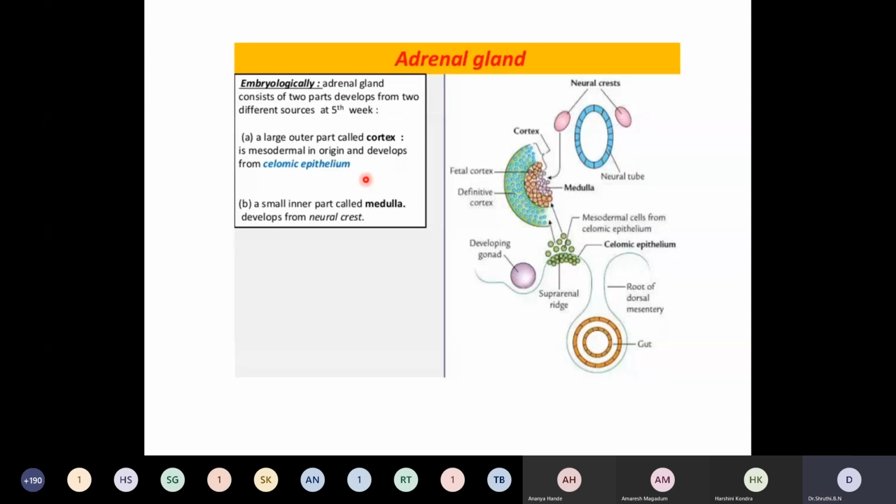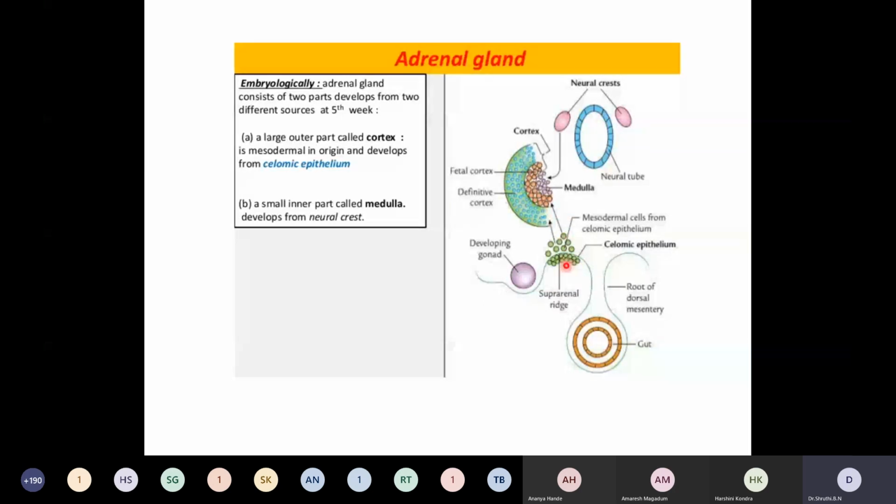The adrenal gland is situated above the upper pole of the kidney. It weighs about 5 grams and has two parts: outer cortex and inner medulla. The cortex is the place where you get the developing gonad. The cells of the dorsal wall of the coelomic epithelium proliferate and form a ridge called the suprarenal ridge.